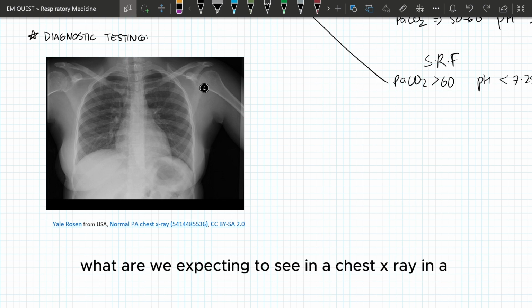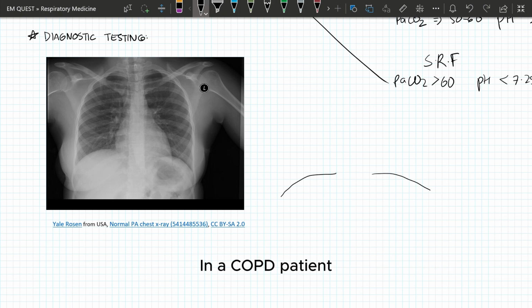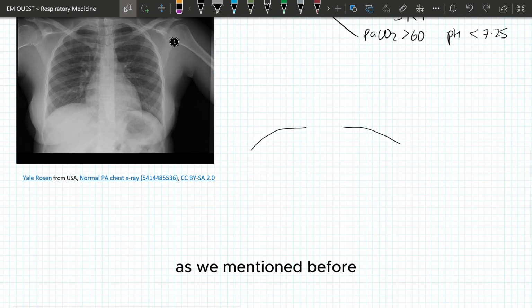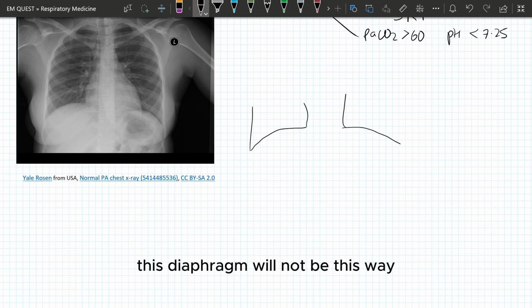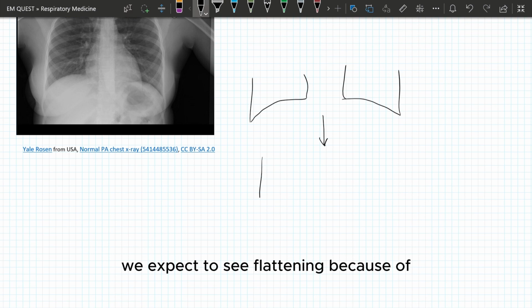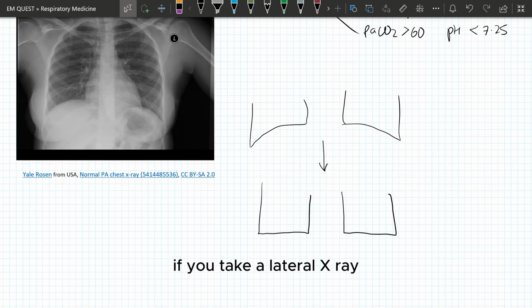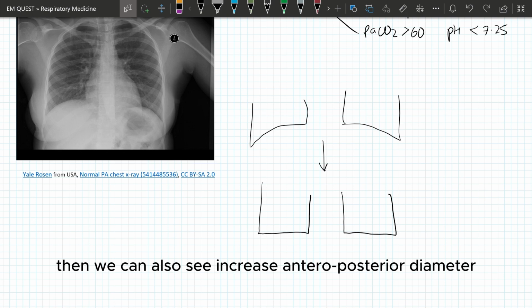What are we expecting to see in a chest X-ray in a COPD patient? Do you see how the diaphragm here is well curved? In a COPD patient, as we mentioned before, this diaphragm will not be this way, especially if it's a long-standing COPD patient. We expect to see flattening because of all the air that is accumulating inside and getting trapped. If we take a lateral X-ray, then we can also see increased anteroposterior diameter.